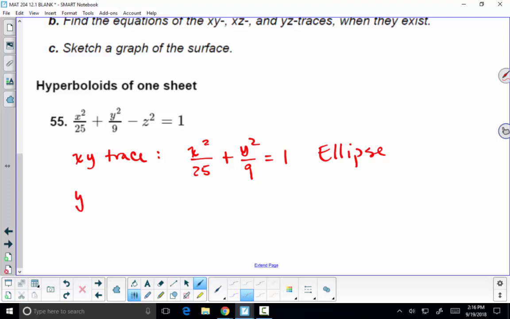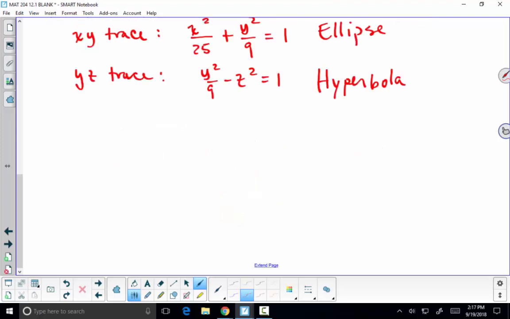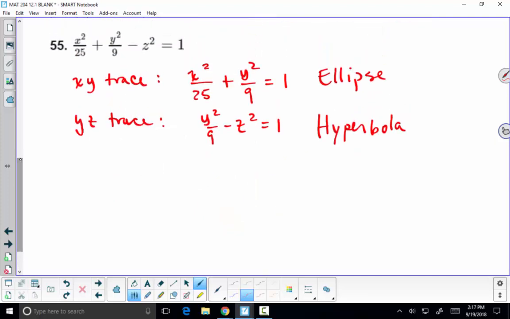All right, let's go for the yz trace. For the yz trace, we're going to let x be 0. So we end up with y squared over 9 minus z squared equals 1. That's a hyperbola. The last trace, the xz trace, we're going to let y be 0 now. So we're going to get x squared over 25 minus z squared equals 1, and this is also a hyperbola. So 2 hyperbolas and an ellipse.